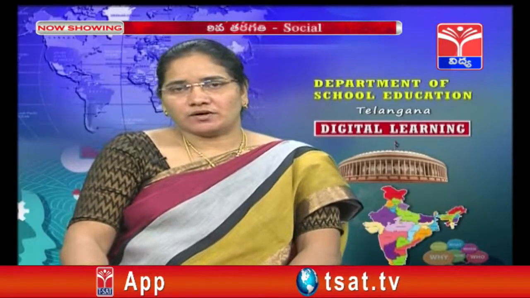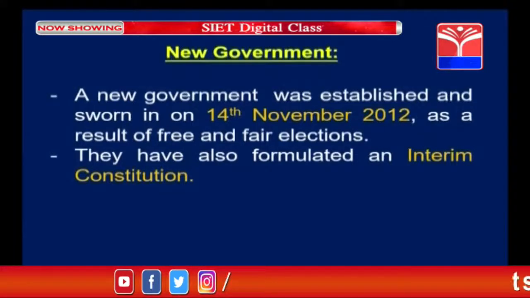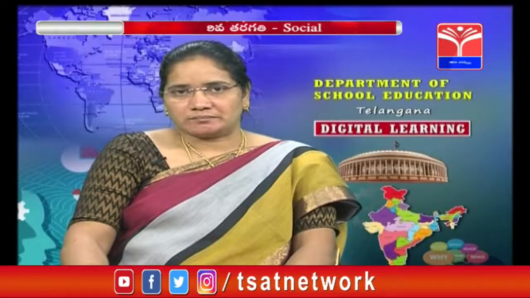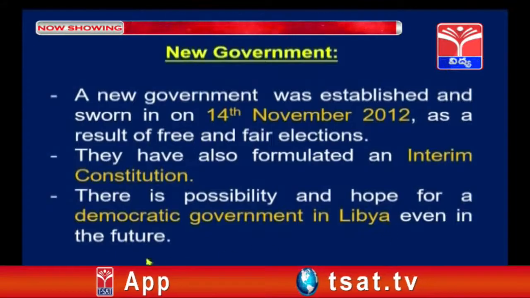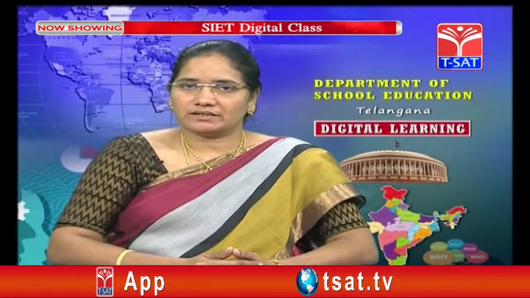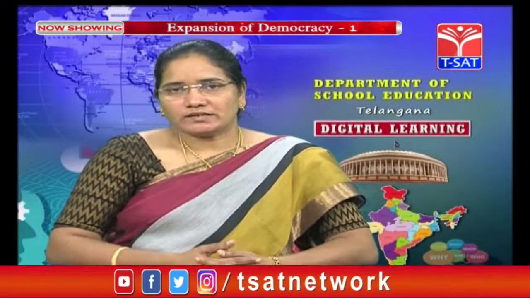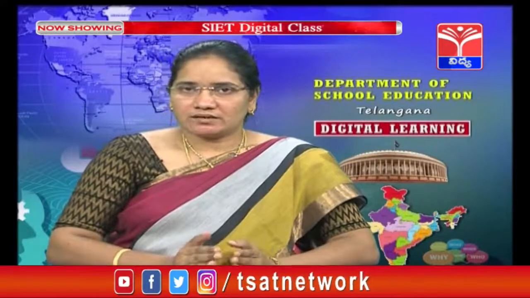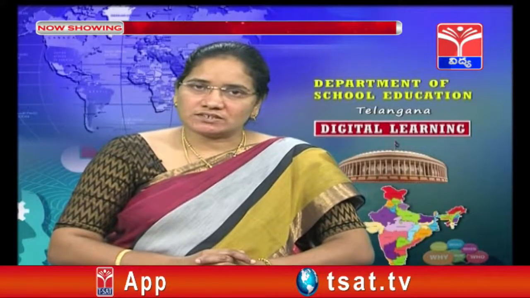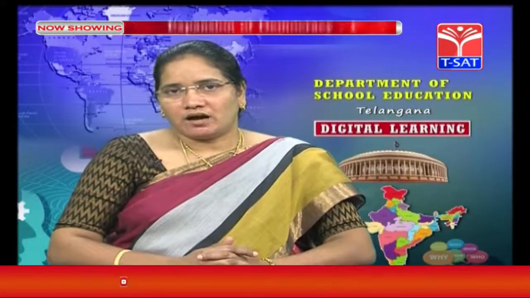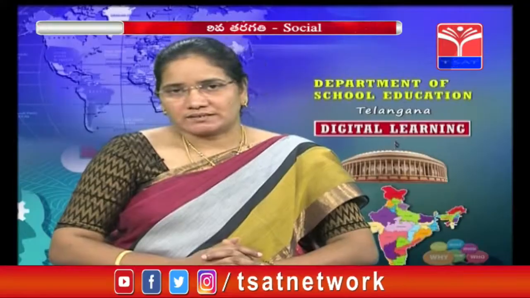And they have also formulated an interim constitution. This is also according to the people's wish. A new constitution was designed. There is possibility and hope of a democratic government in Libya in the future. Now there is hope that Libya will achieve 100% democracy in the coming days. Okay children, with this we will conclude the first part of this chapter about Libya. In the next session we will learn about another country, how the people fought against the government and achieved democracy.